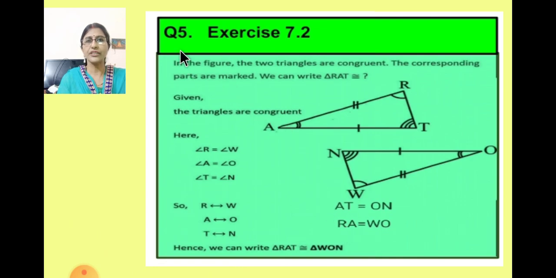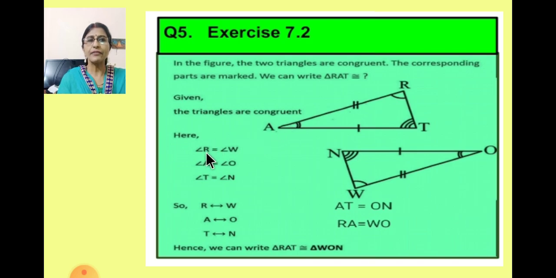Now next is question number 5 of the same exercise. In the figure, the two triangles are congruent. The corresponding parts are marked. We can write triangle RAT is congruent to question mark. So this you have to complete. So first we will see the figure. These are the two triangles given, and it is written that they are congruent. So we will first write given and we will write the triangles are congruent.